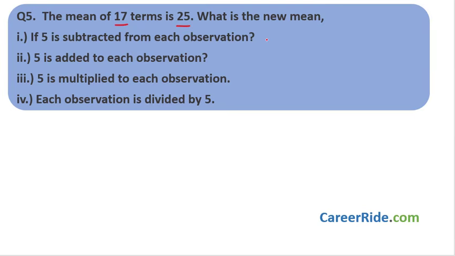But now what will you do? You will simply say the old mean was 25 and 5 is subtracted from each of the observations. So I'll subtract 5 from the original mean, right? My answer is what?